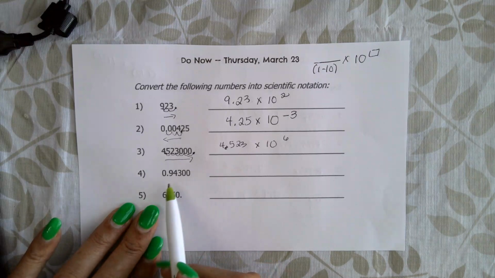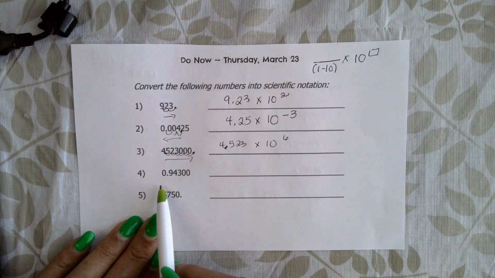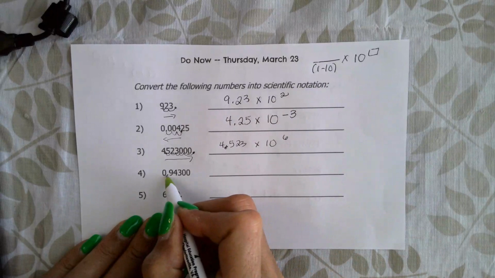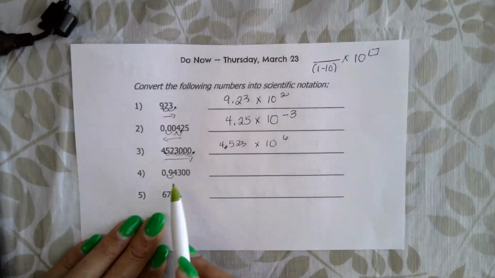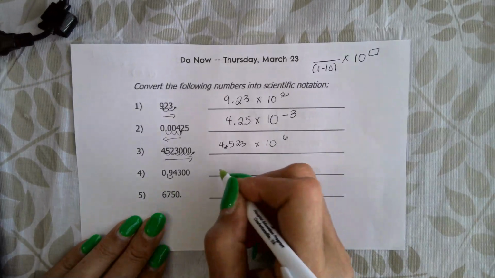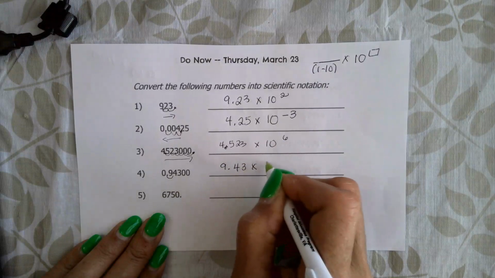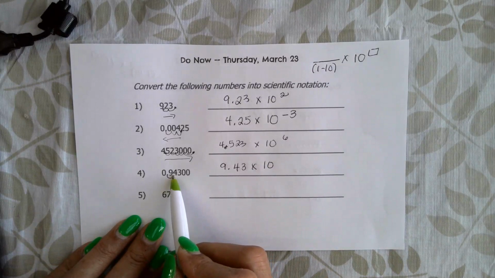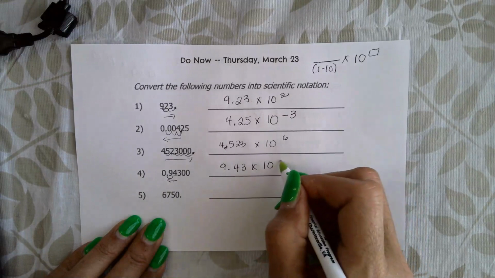Right? This number already has a decimal point, but we need to move it so that we have a number between 1 and 10. So let's go. If I move it here, is this number 9 and 43 hundredths? Is that between 1 and 10? Yes, it's like $9.43. So my leading number is going to be 9 and 43 hundredths times 10. How many spaces did we go from this new point to the original? 1, but we went to the left, so it's going to be a negative 1.